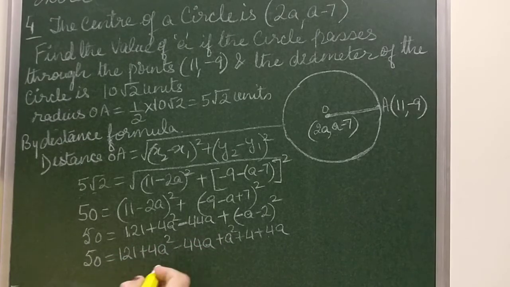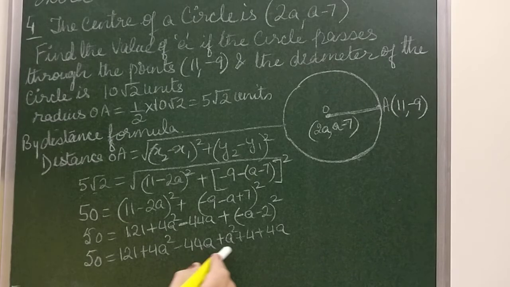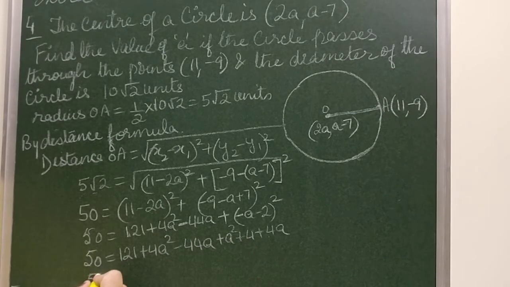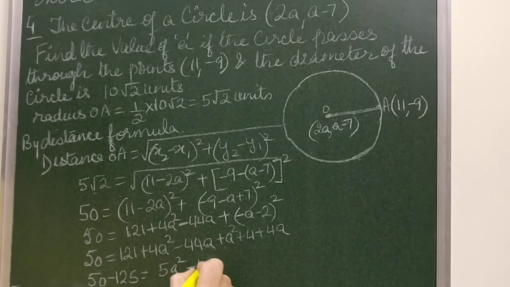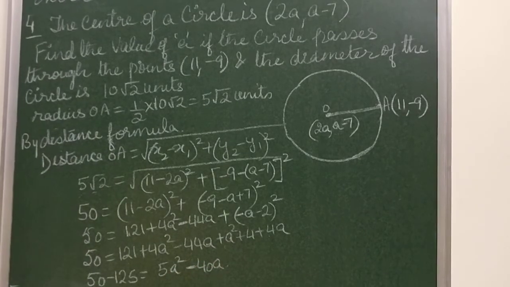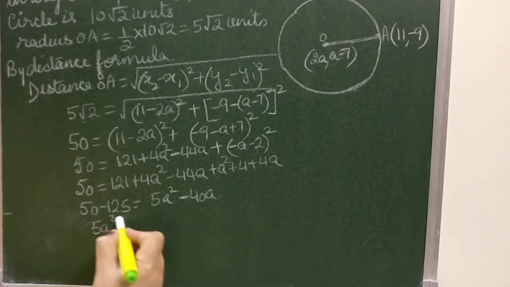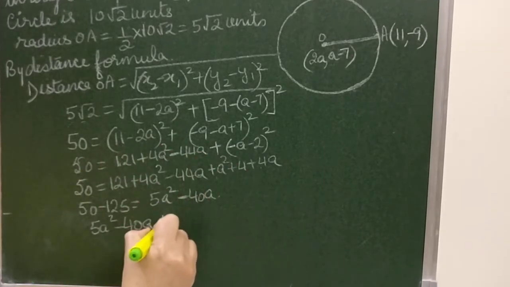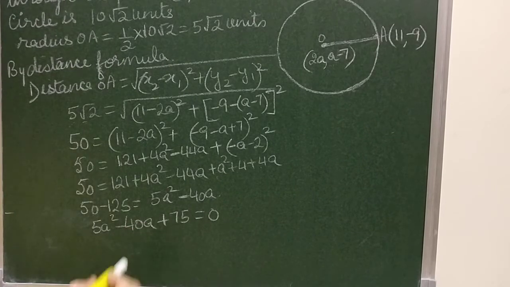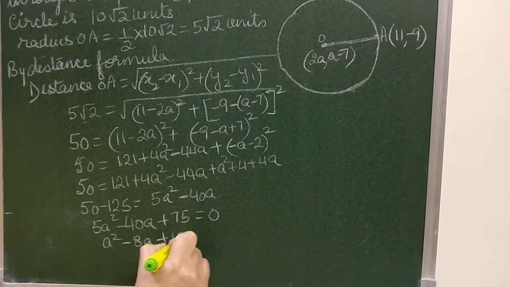Now we will bring 50 to this side, so 121 plus 4 is also there, 125. So 50 minus 125 is equal to 5a square minus 40a. This is going to give us minus 75; shifted to this side, plus 75 is equal to 0. Divided by 5, a square minus 8a plus 15 is equal to 0.